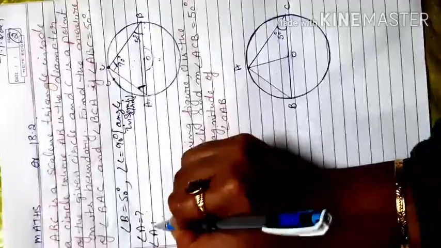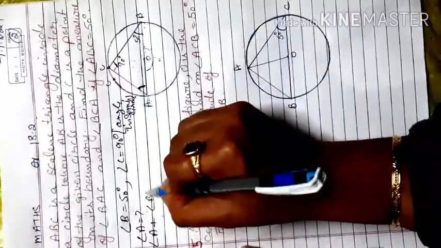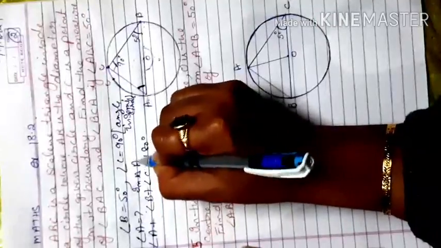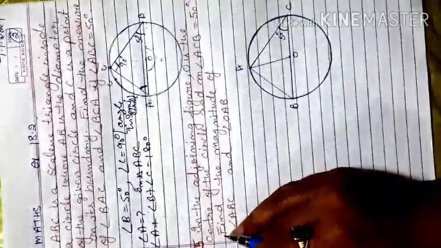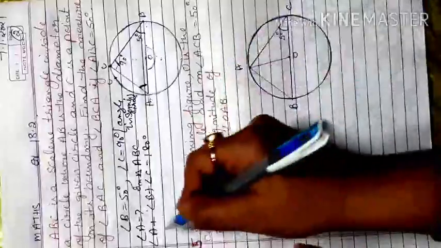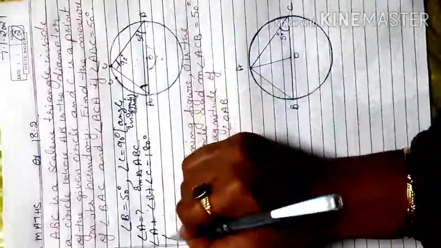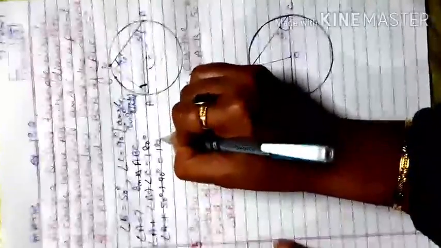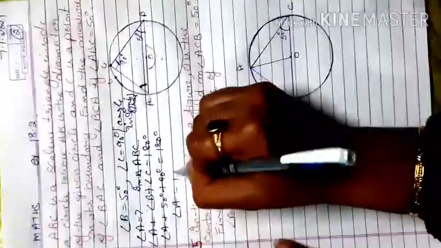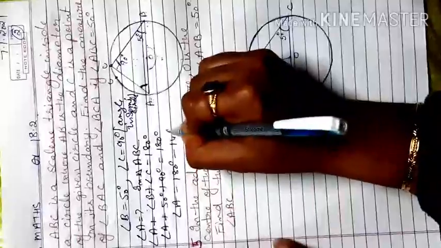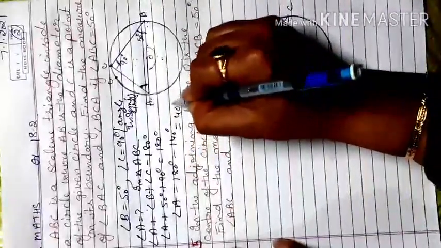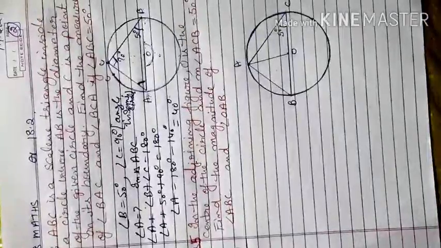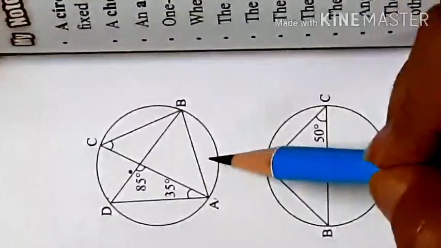By triangle sum property, angle A plus angle B plus angle C is equal to 180 degrees in triangle ABC, or we can say a right angle triangle. Angle A we have to find. Angle A plus 50 degrees plus 90 degrees is equal to 180 degrees. So angle A is equal to 180 degrees minus 140 degrees, which is equal to 40 degrees. Next is your question number 4.